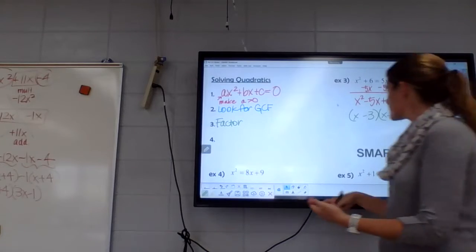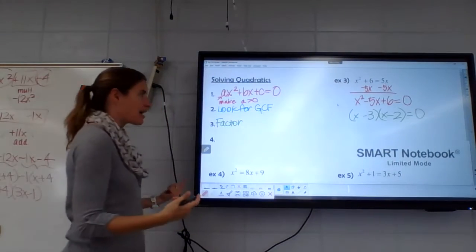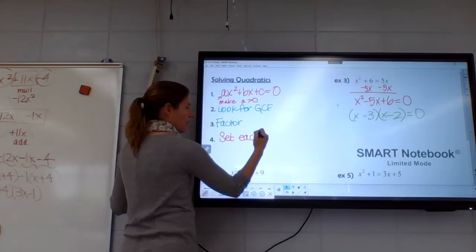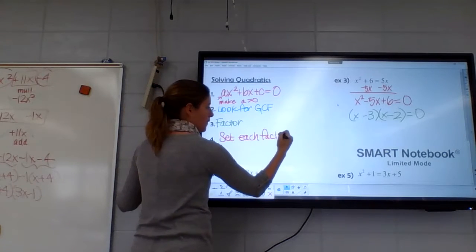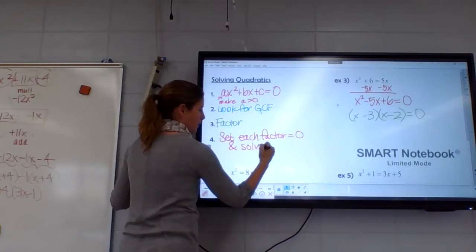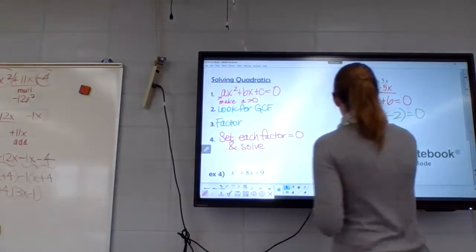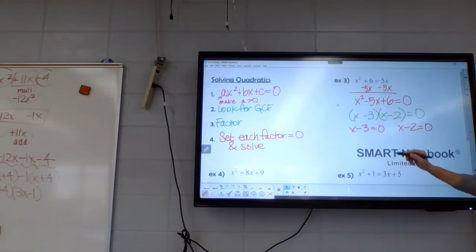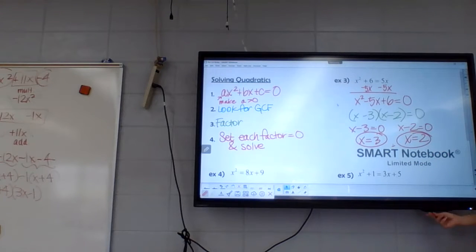And then once we're at this step, now we're ready to set each factor equal to 0. So x ends up being 3, and x ends up being 2 after all that.